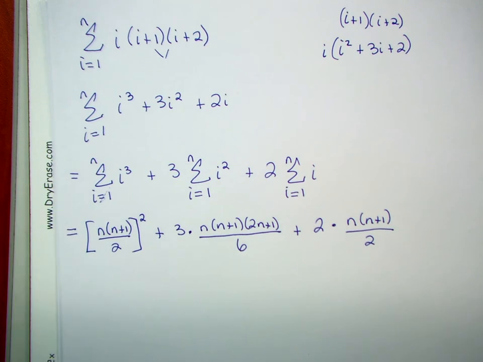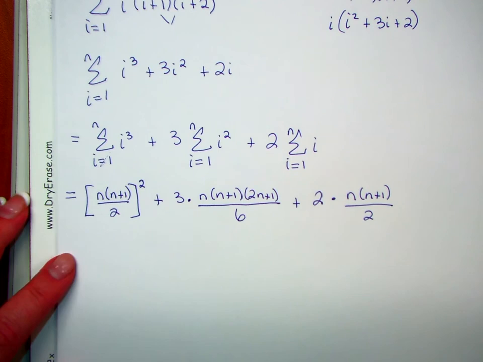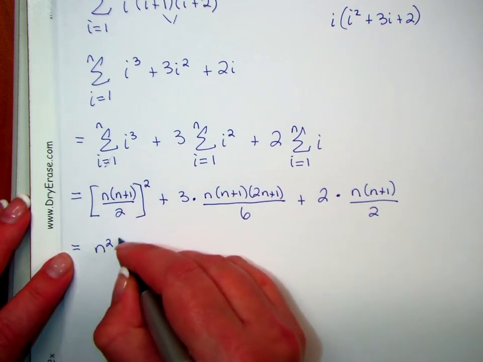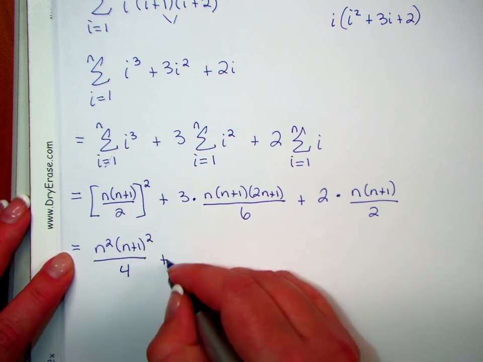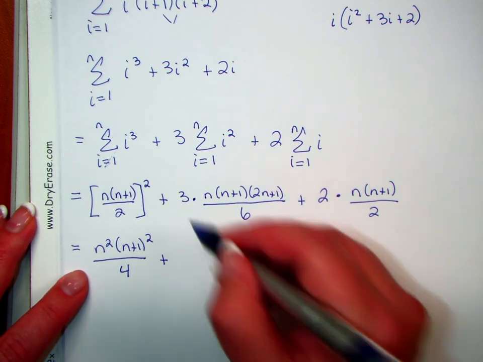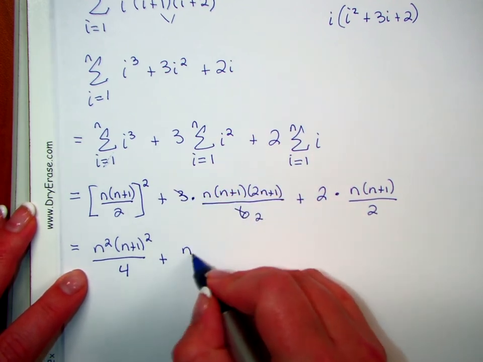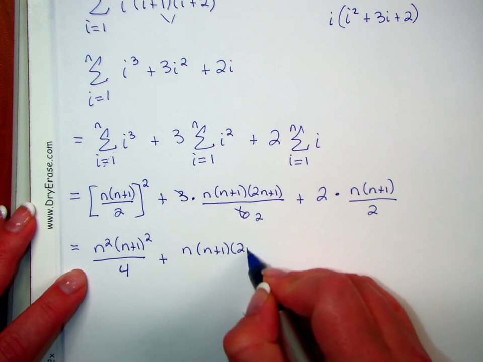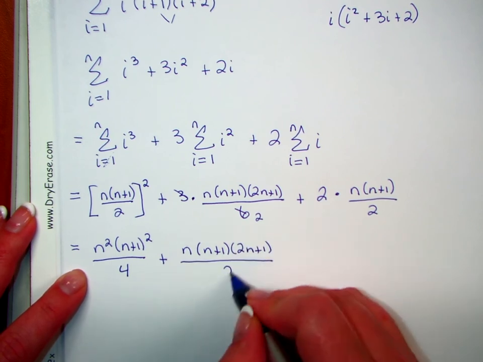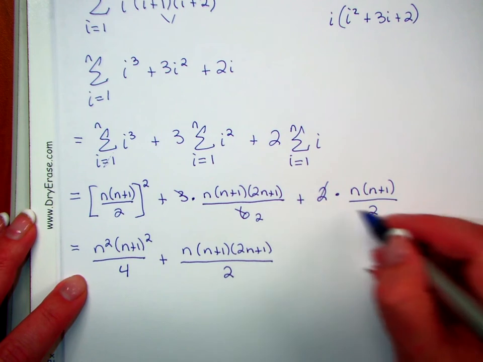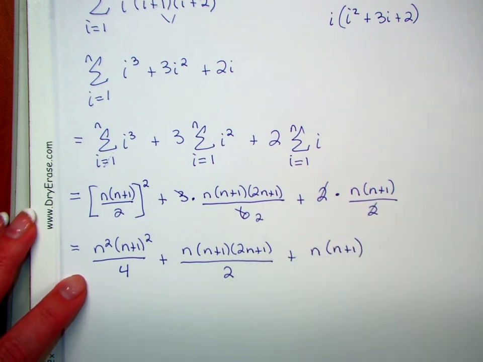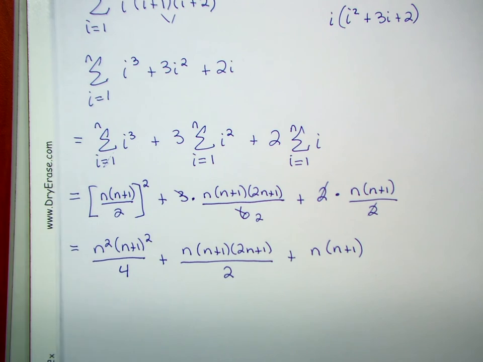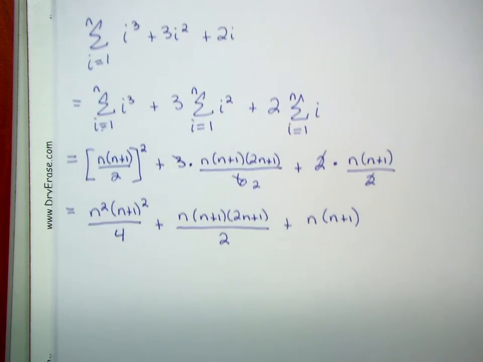Right, so I'm going to simplify this a little bit. I'm going to square these out. So I have n squared times n plus 1 squared over 4. And then in the second one, the 3 and the 6 will cancel. So I have n times n plus 1 times 2n plus 1 over 2. And then the last one, the 2's are going to cancel, and I have n times n plus 1 only. So I do want to get a common denominator and factor, just like last time.